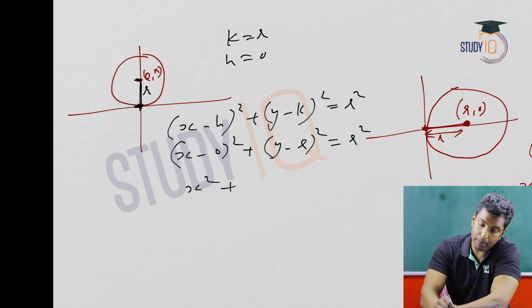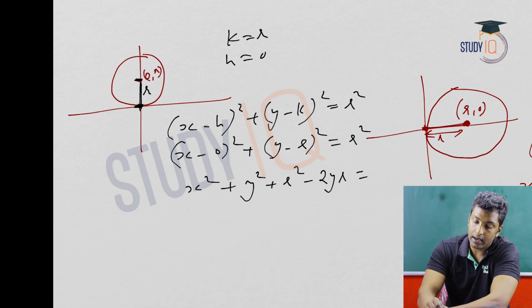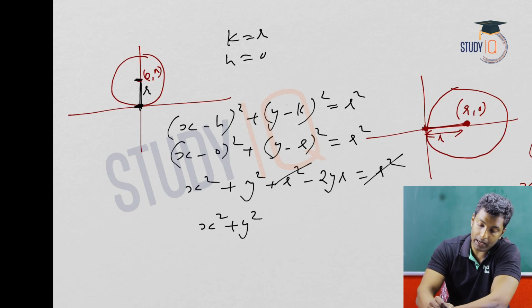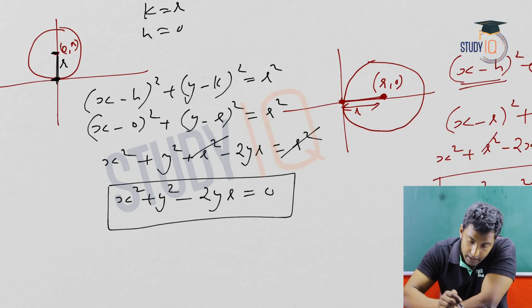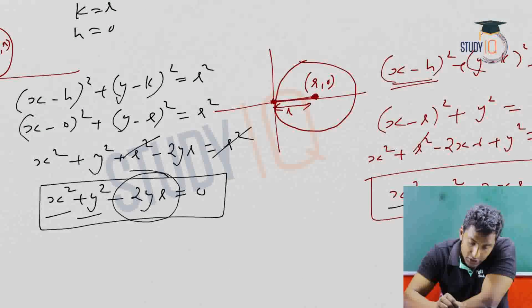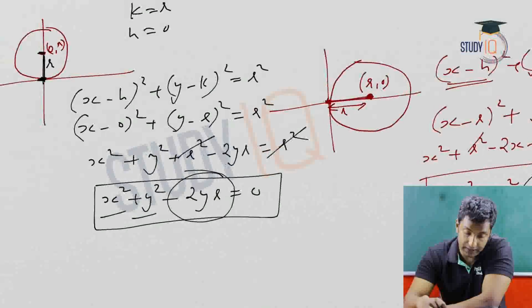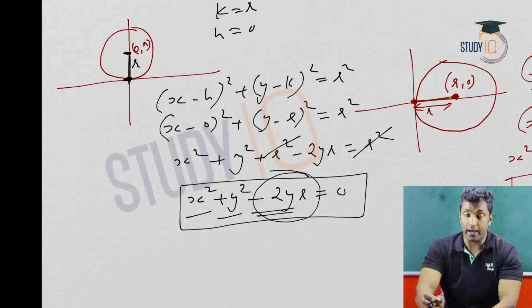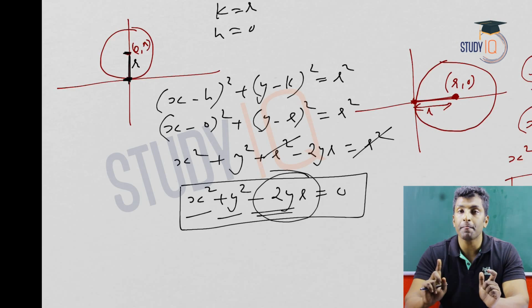Eventually you will get x square plus, opening up the bracket, y square plus r square minus 2yr equal to r square, and this r square and r square get cancelled out. x square plus y square minus 2yr equal to 0. You can compare these two equations. Here x square y square, here minus 2yr, here minus 2xr. So if the center is on the x-axis, minus 2xr. If the center is on the y-axis, minus 2yr. So I hope you understood. These are the two cases where the circle passes through the origin.